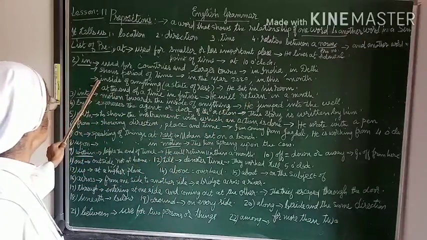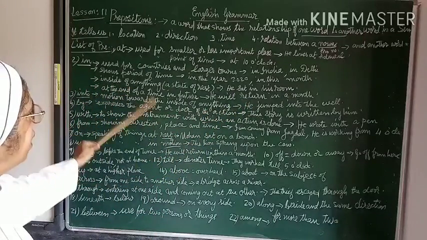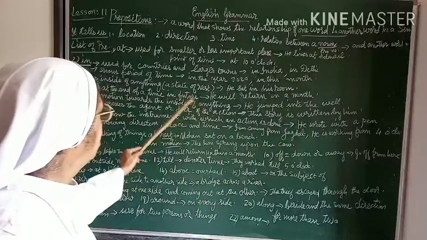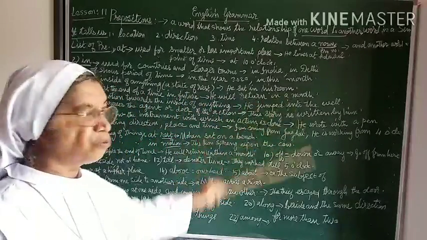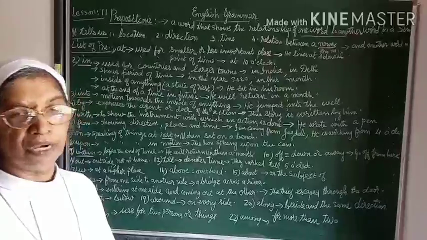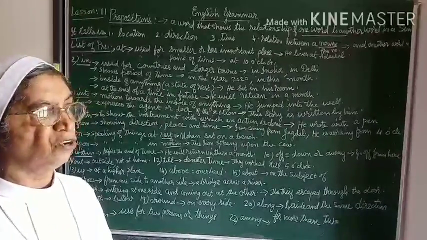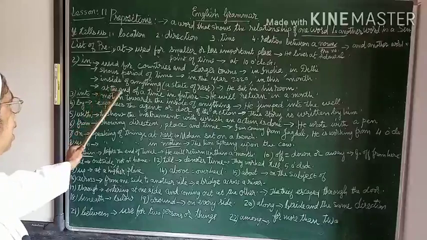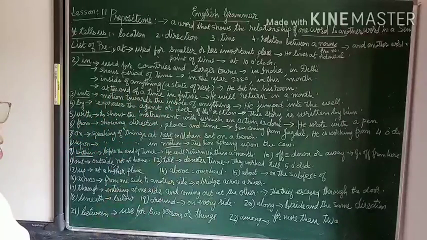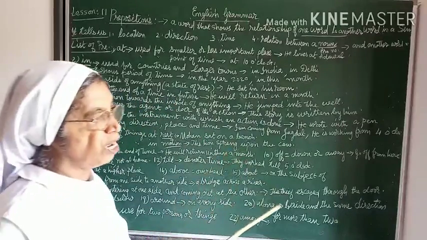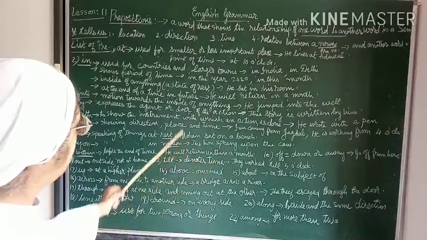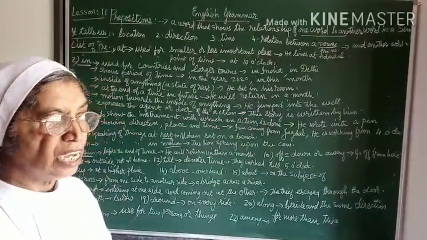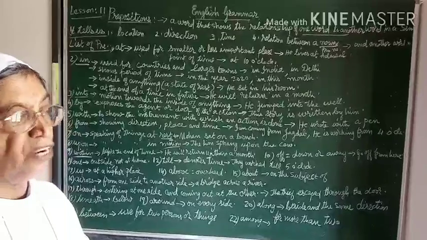Then again, in is used for inside of anything. That means it is not moving, it is at rest. He sat in his room. He is resting or sitting, he is not moving from there. Again, in also shows the end of a time in the future. Example, he will return in a month. That means by the end of the month.